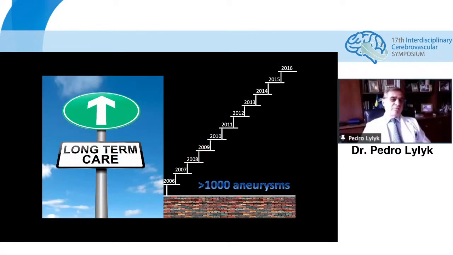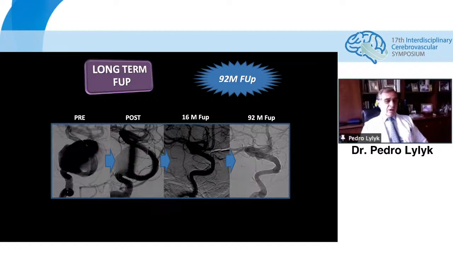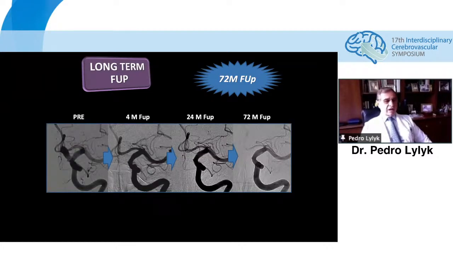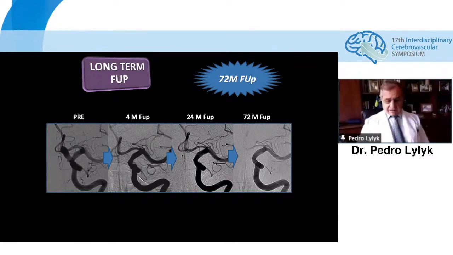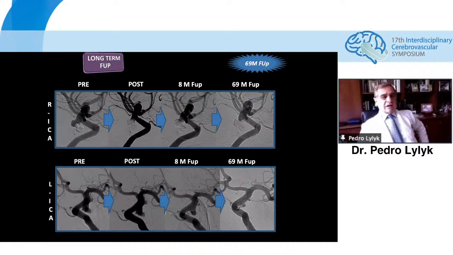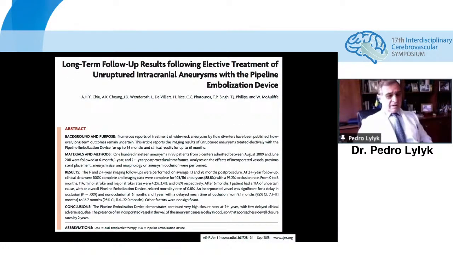At the beginning, we followed those patients only with DSA. Today, we are following most of them with MRA, on some occasions with CTA. This is another case, more proximal, long-term follow-up, a carotid ophthalmic one, again 7 years. So I think the Pipeline Embolization Device demonstrates a very high closure rate in the follow-up.